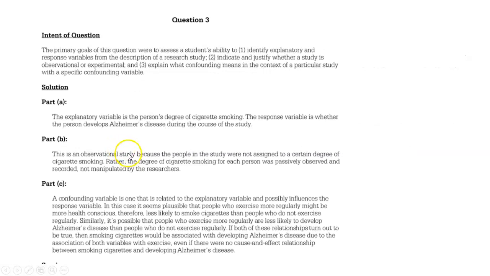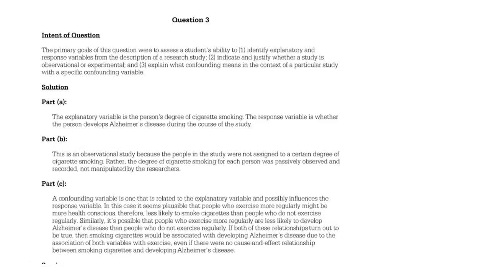So this is the intent of the question. So real quick through the answers. Part A. Again, the explanatory variable is how much they smoked. The response is whether or not they got Alzheimer's disease. It's an observational study because you are not assigning treatment. There'd be something really bad about it. They'd be like, you need to smoke a lot, and you don't smoke at all. It was just observed how much they smoked, and they recorded it.